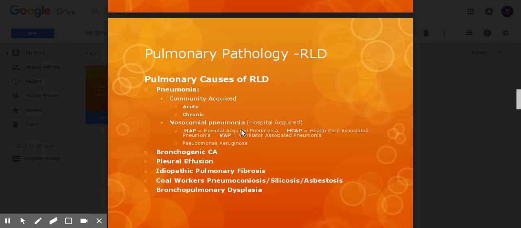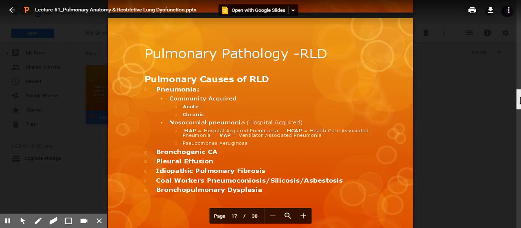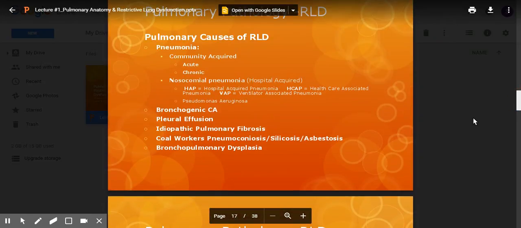Going back, the number one culprit or villain when it comes to nosocomial infections is Pseudomonas aeruginosa, which is responsible for 15% of all hospital-acquired pneumonias and 40% of all ventilator-associated pneumonias. So Pseudomonas in the nosocomial environment and Streptococcus in the community-acquired environment are the two bacteria most commonly associated with these types of pneumonia.